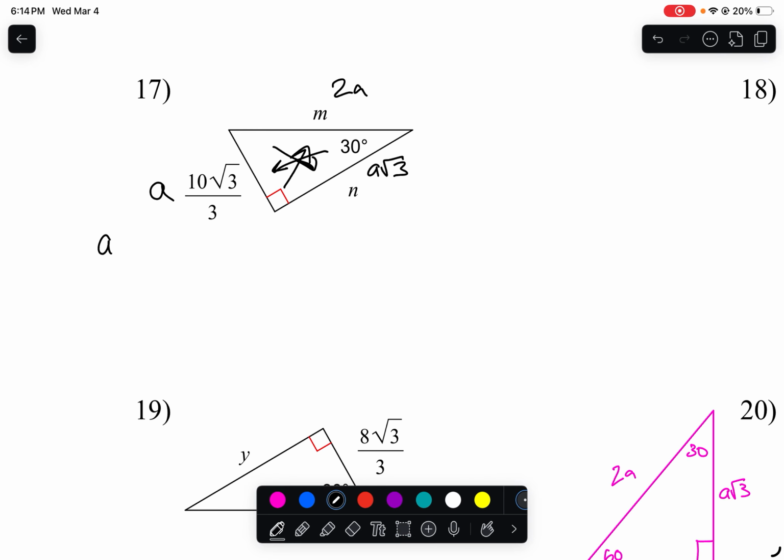So I get that a is equal to 10 root 3 over 3. Well, I need to find 2a. So I take my a and multiply it by 2. So I'm going to do 10 root 3 all over 3. And then I have to multiply that by 2. Well, that's like multiplying by 2 over 1, which is going to give me 20 root 3 over 3. I can't simplify 20 over 3, so I just have 20 root 3 over 3 as my m.